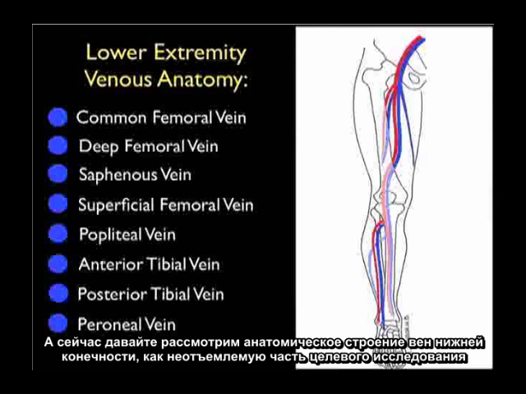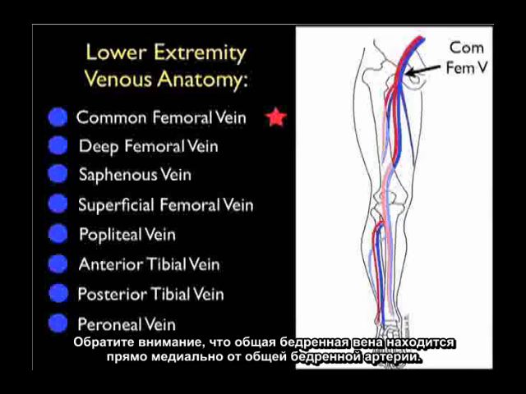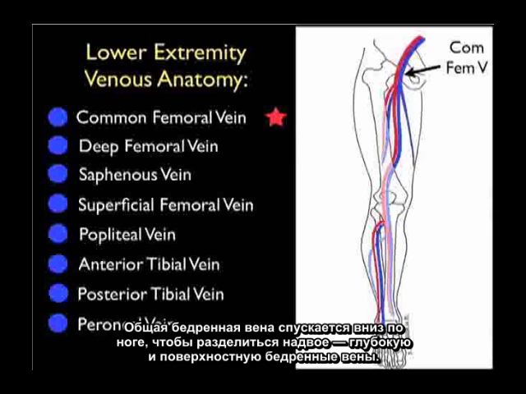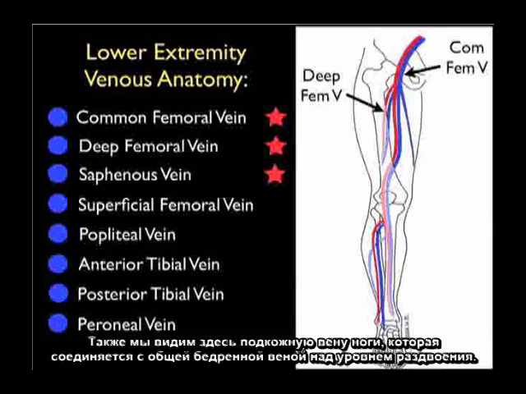Let's now review the lower extremity venous anatomy integral to performance of the focused DVT examination. We begin by identifying the common femoral vein seen here just below the inguinal ligament. Notice that the common femoral vein is seen just medial to the common femoral artery. Now the common femoral vein continues down the leg to bifurcate into the deep and superficial femoral veins. We note here the deep femoral vein coursing to the back of the leg, and we note the adjacent deep femoral artery. We also see here the saphenous vein, which joins into the common femoral vein above the level of bifurcation.